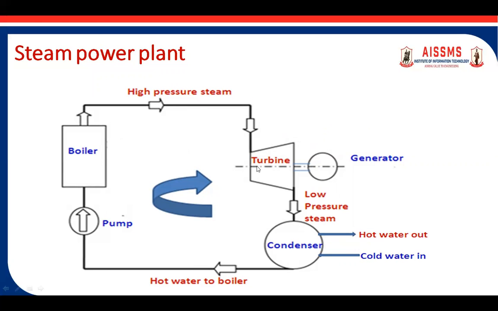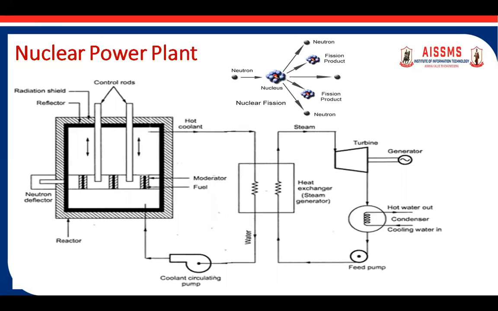So this is how the thermal or steam power plant works for generating electricity. Again, in the nuclear power plant, the boiler is replaced by a nuclear reactor. The nuclear reactor consists of the control rods, neutron deflector, reactor, then radiator and radiation shield.